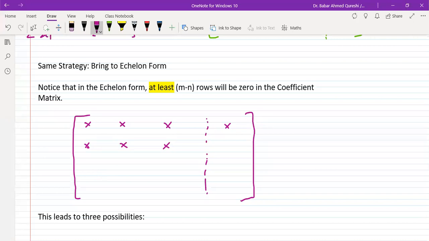This tablet is useless. Let me change the tablet.